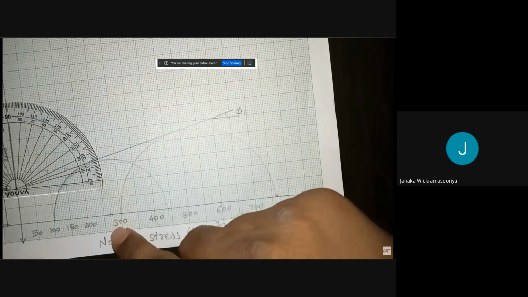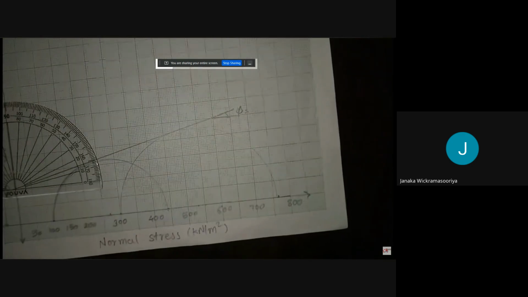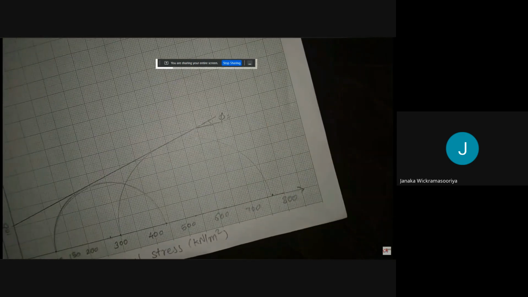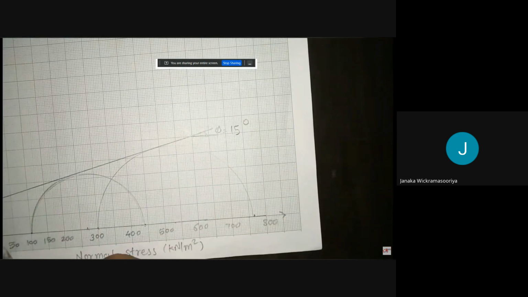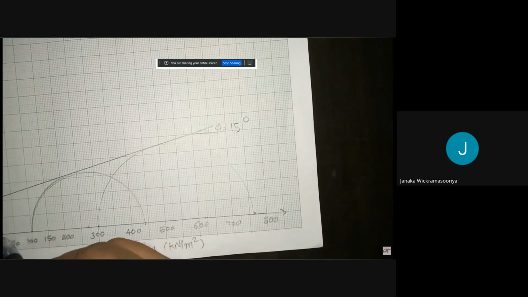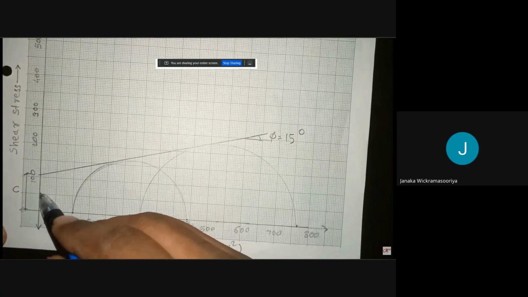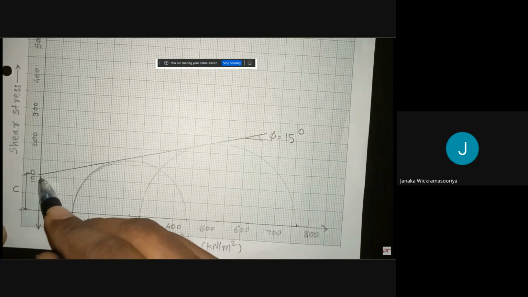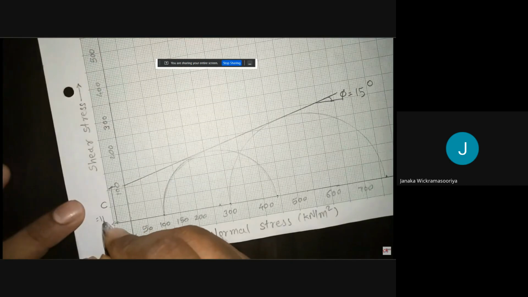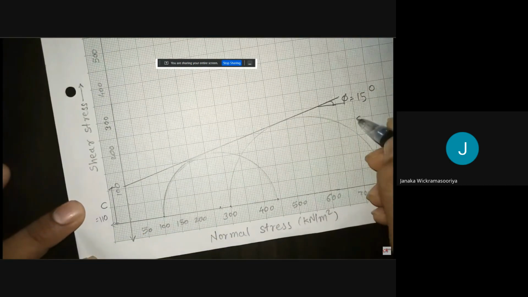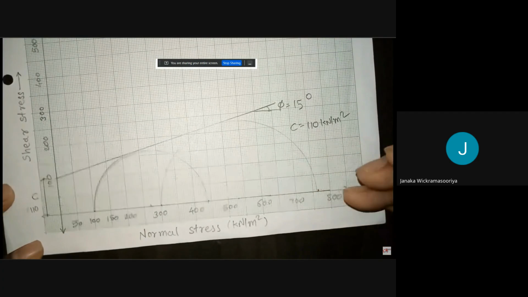Phi is equal to 15 degrees, and C is equal to 110. So this is 50. 1 centimeter is equal to 50 kilonewton per meter square. This is 100 and this is 10. So C is equal to 110 kilonewton per meter square.